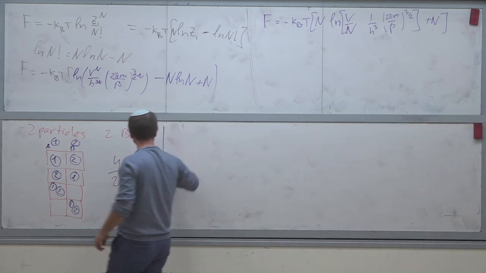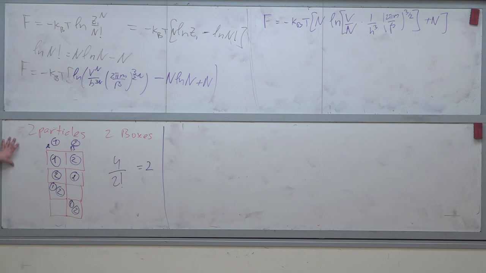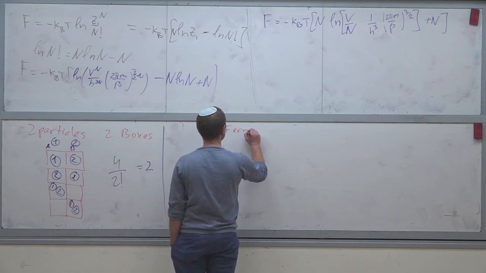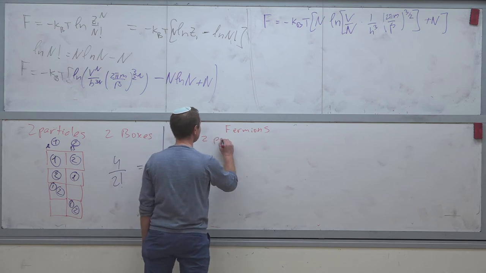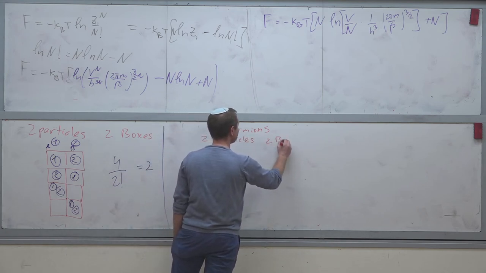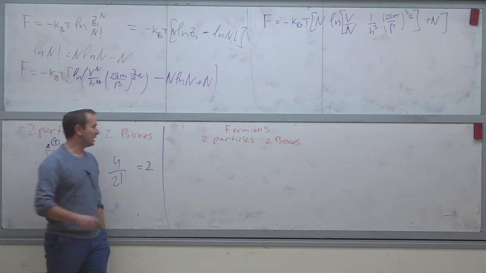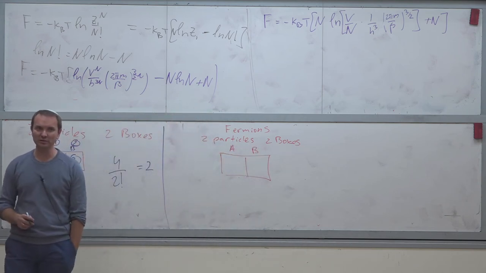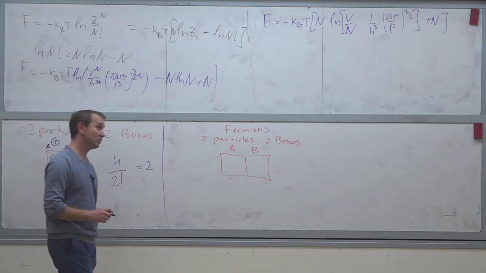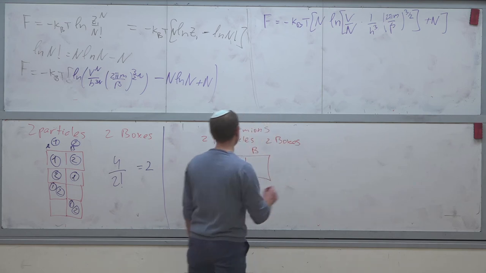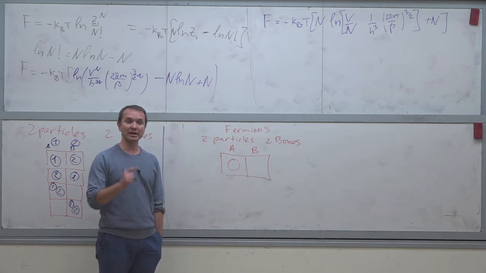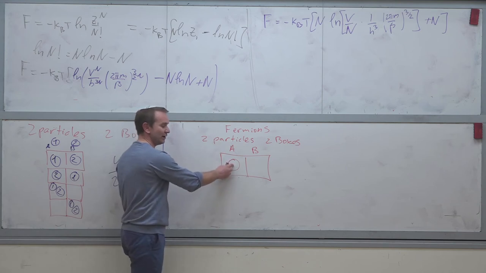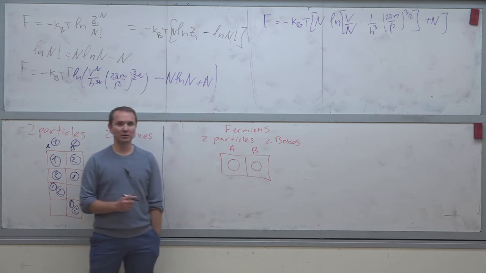Let's, for now, perform the same simple computation for fermions. Fermions, two particles, two boxes. I have box A and box B. Now remember, in quantum mechanics particles are indistinguishable. So I have a particle over here, and the other one has to be somewhere. It cannot sit over here, so it has to be in the other box. I don't have any other states.